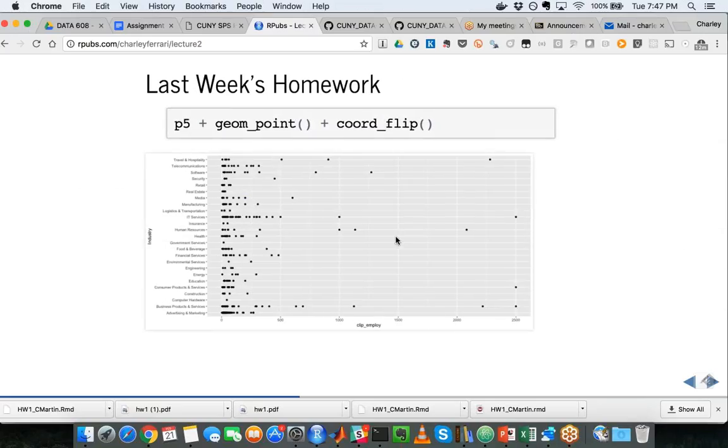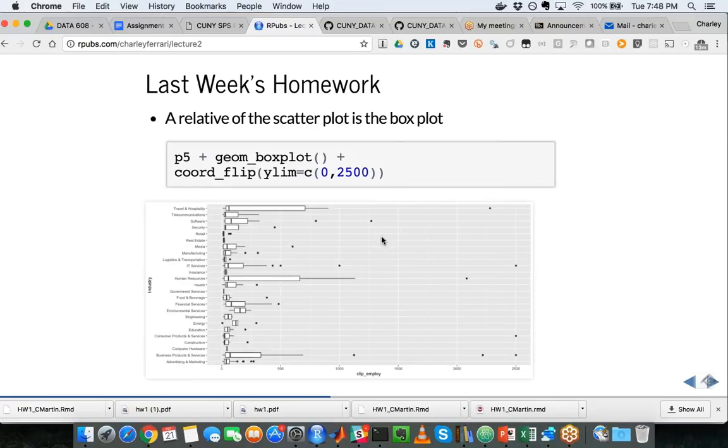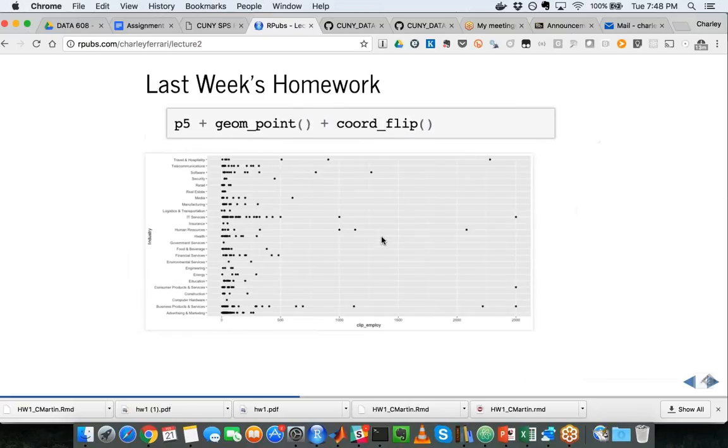Once we do that, we get something that looks a bit more usable. We still see some outliers, but we're able to get more of an idea of what the distribution is within here. And this was actually what most people ended up choosing in terms of showing the range. This is very much related to the scatter plot.